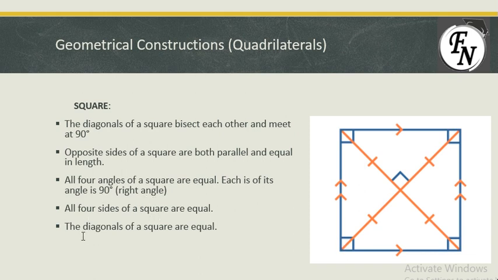All the sides are the same, and the lengths of the diagonals are also the same. That means if I talk about this length, it is equal to this length, and these four lengths are all equal. So this is a property of a square.